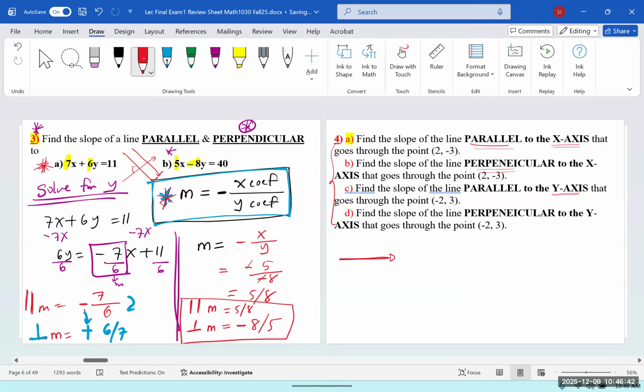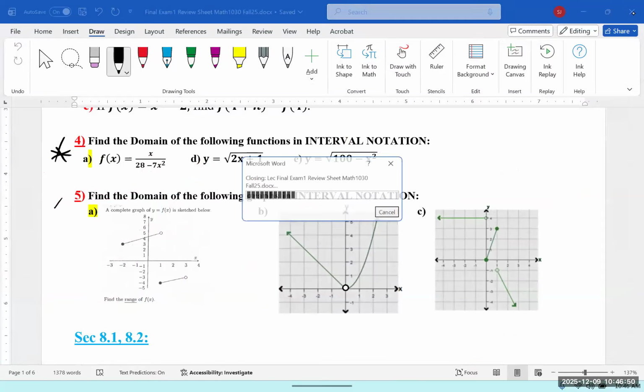Come on. Let me save it. And I have to restart.